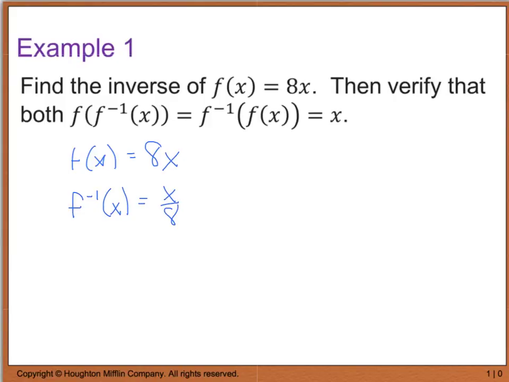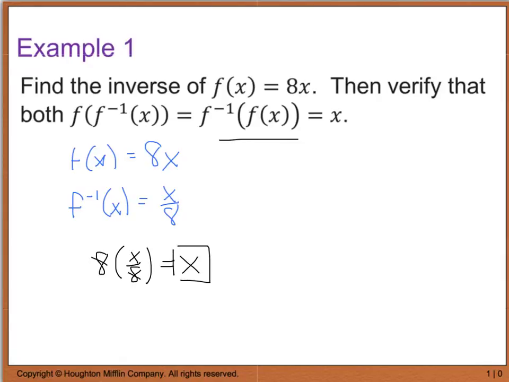And we'll go over how to do this later. So right now we just have to prove that these two composite functions equal x. If I do the first one, f of the inverse of f of x, that means I'm going to plug my inverse in, or go 8 times x divided by 8. And when I do that, my 8's are going to cancel, and I'm going to be left with x.